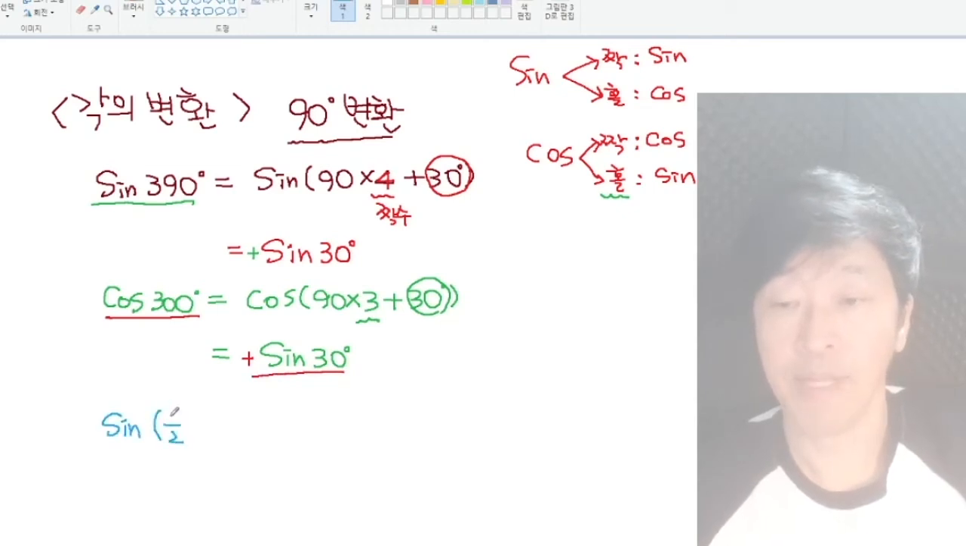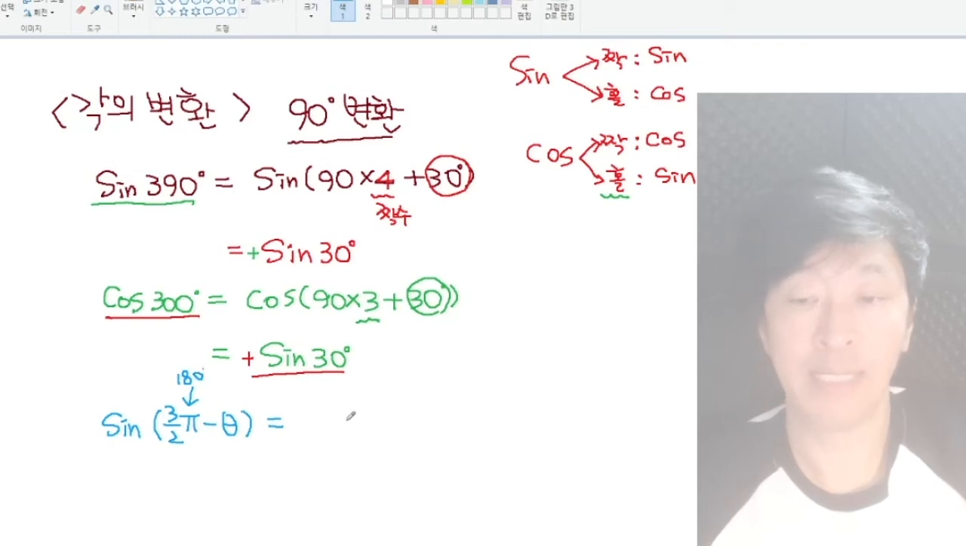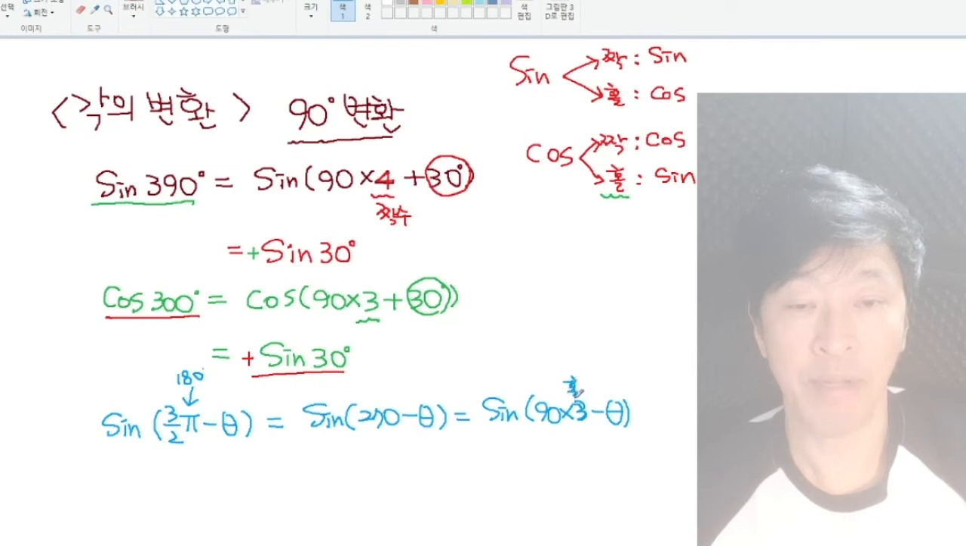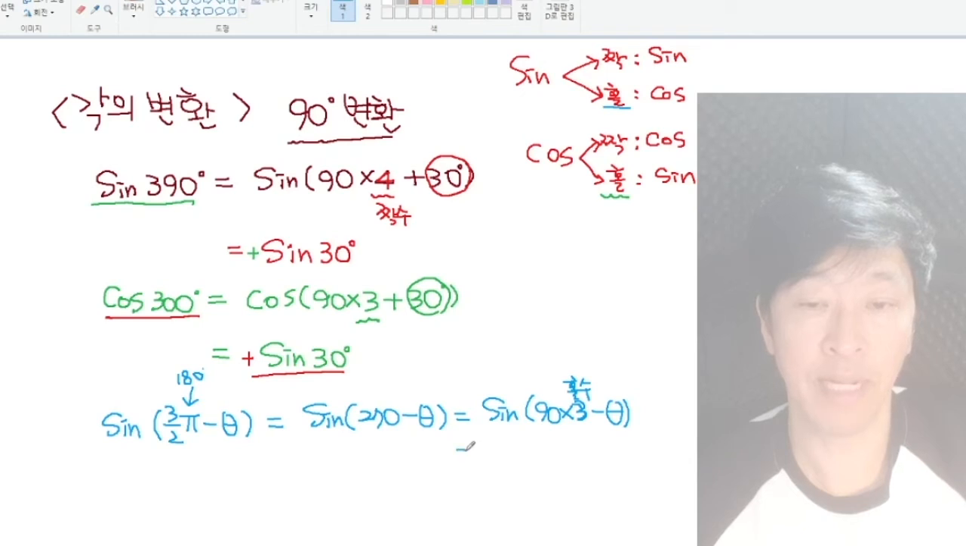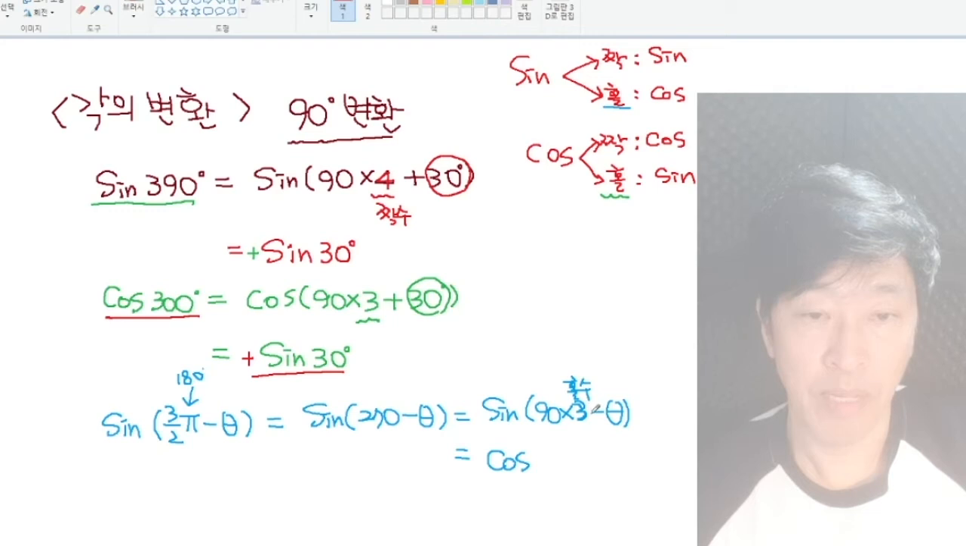Sine of 3/2 of pi. The pi is 180 degrees. It's 270 minus theta. So, how many times does 90 get into 270? 3 times. 3 is odd, so when it's odd here, we're going to interpret it as cosine. This one's cosine, and then you don't have to worry about the minus in the back. Just write this part down, cosine theta, and then interpret it.